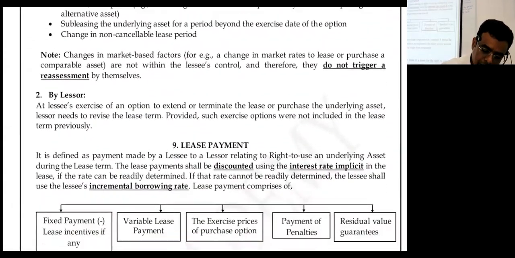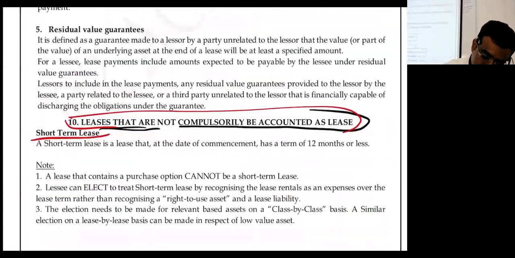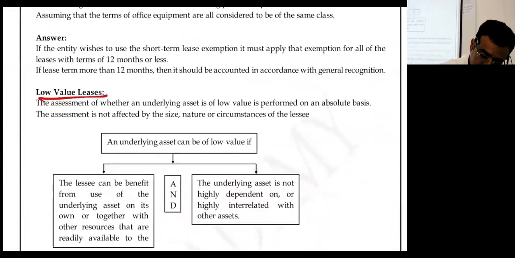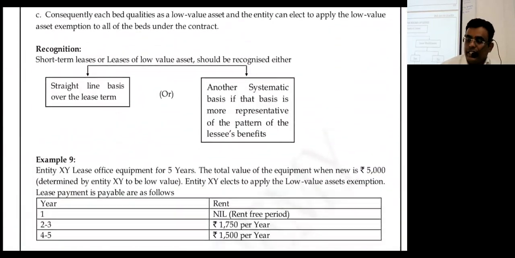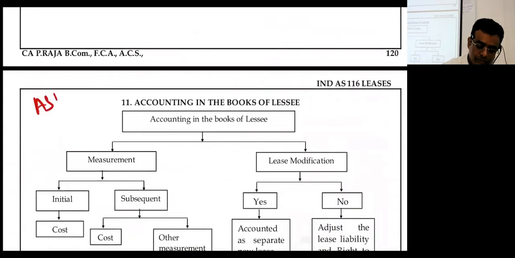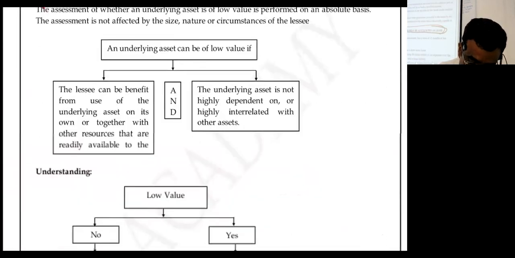Lease payment we will see tomorrow. After lease payment is finished, I think accounts will come. Low value understanding. Is it only accounts here? Accounting. When we come to it, I will bring AS 19 as it is. I hope you're clear. Okay, now we'll discuss this portion.